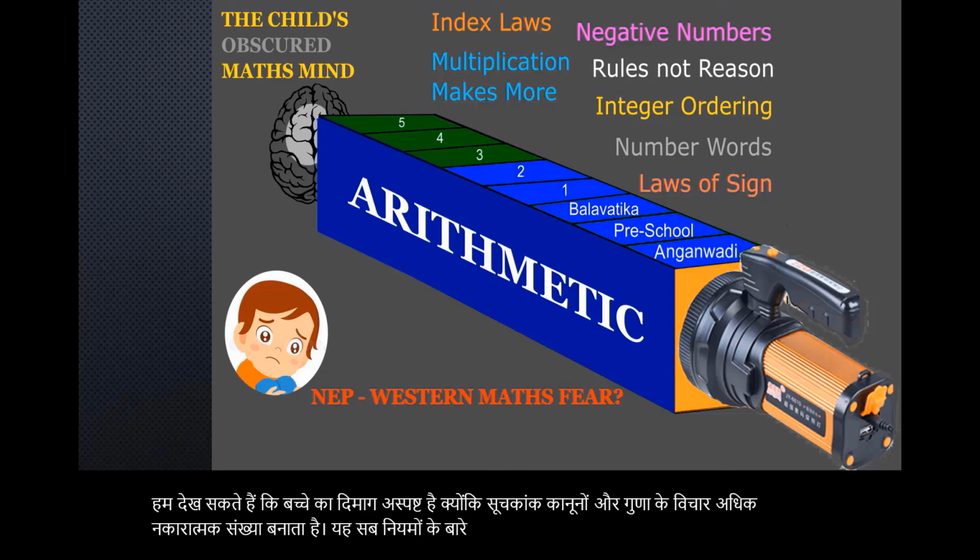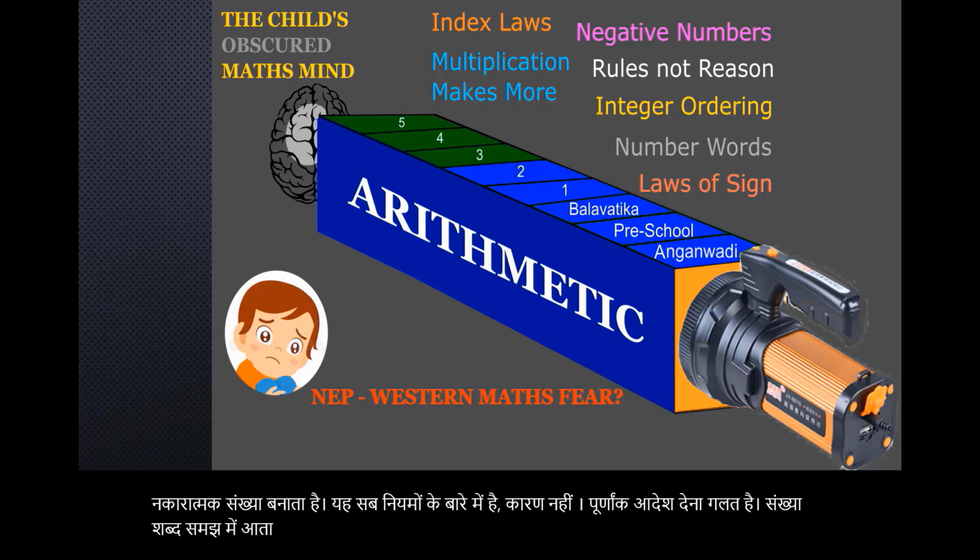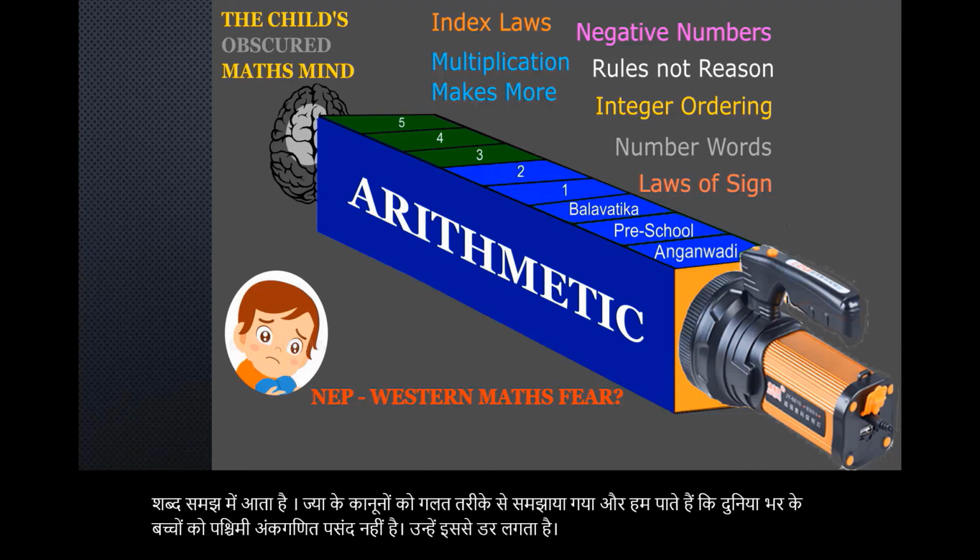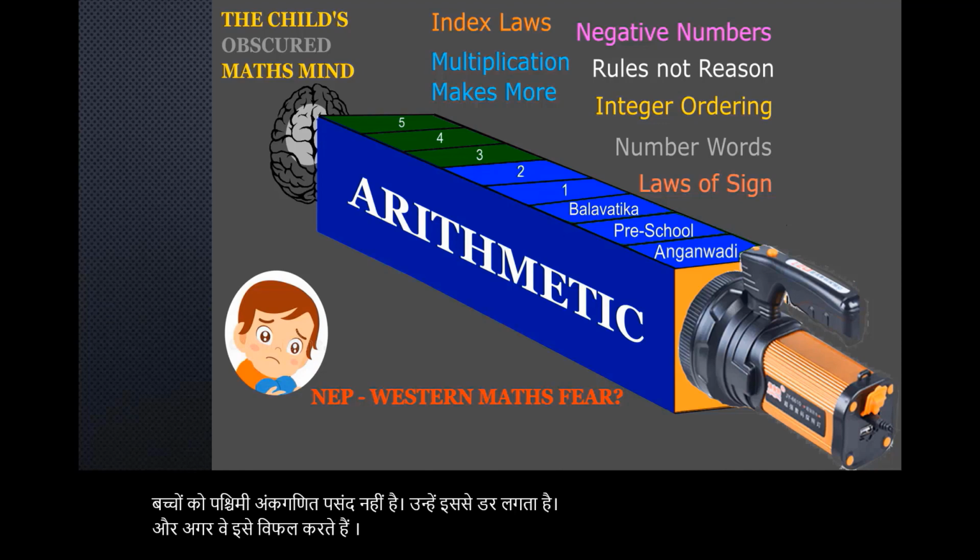The number words make sense. The laws of sign are wrongly explained. And we find that children around the world do not like Western arithmetic. They fear it and they fail it. And sometimes they enjoy it.